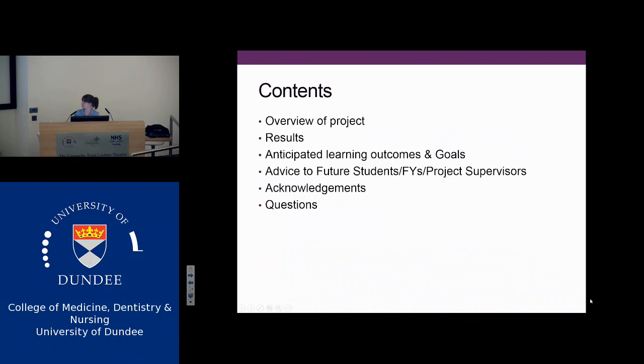So the format of the talk will be a quick overview of the project, some of the results that I've gained so far, and then take a different slant into some of the learning outcomes and goals that I was hoping to achieve during the block. And to speak a little bit about some advice to future students considering the academic programme, to foundation doctors whilst they're doing their programme, and potentially to some supervisors of foundation doctors. And lastly, acknowledging people and open for some questions.